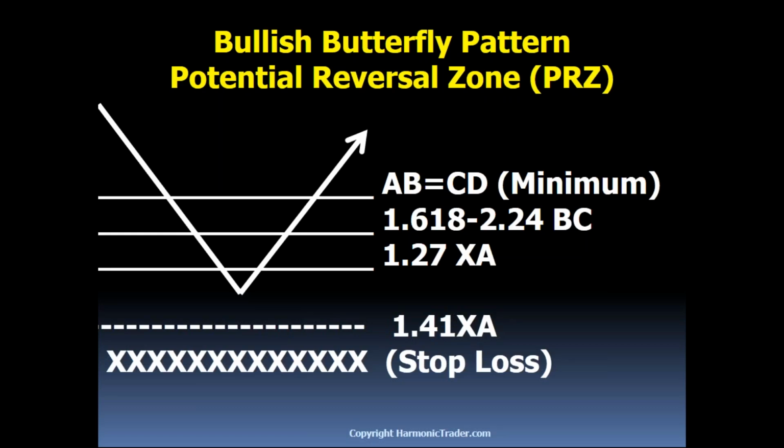Then we're looking for a minimum 1618 BC extension, can be as much as a 224, but both of these measures converge close to the 1.27 XA. Now that 1.27 XA is also a mandatory requirement before we can even consider the pattern as a valid trade opportunity. In this case, in the butterfly, we utilize that 141 extension, lesser known, but it is the level that we consider and put our stop loss just beyond this area as it works best for this structure.